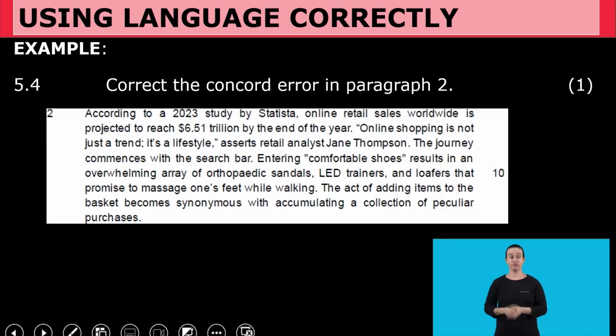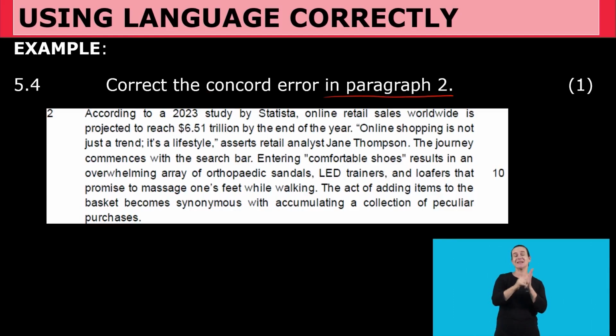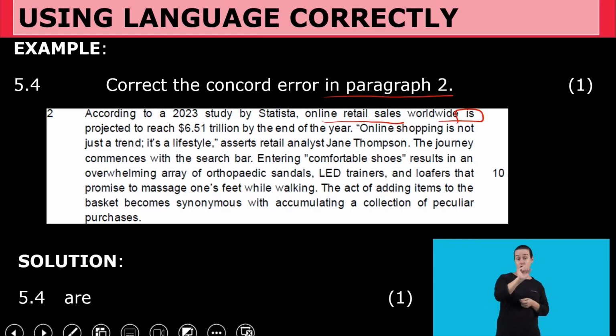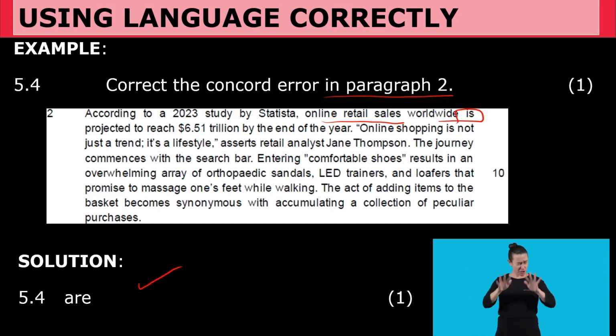Correct the Concord error in paragraph 2. So here, according to a 2023 study by Statista Online, retail sales worldwide is projected. Here I see the problem. Retail sales, plural, is the wrong verb for that. So the correct answer would be are.